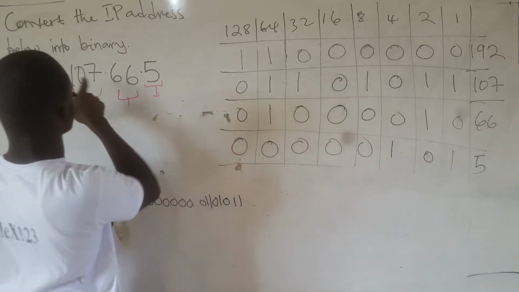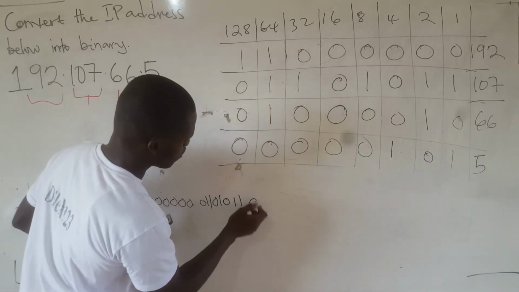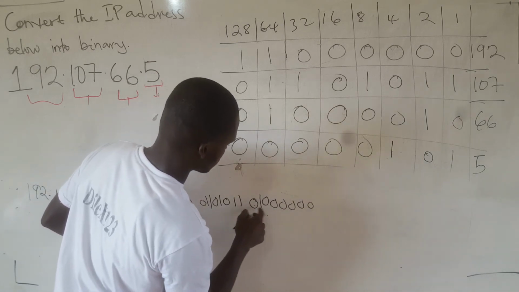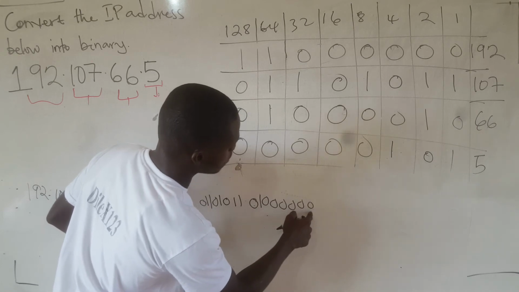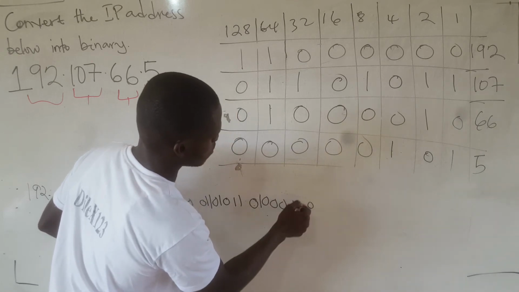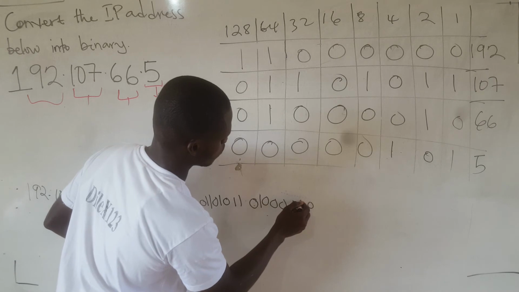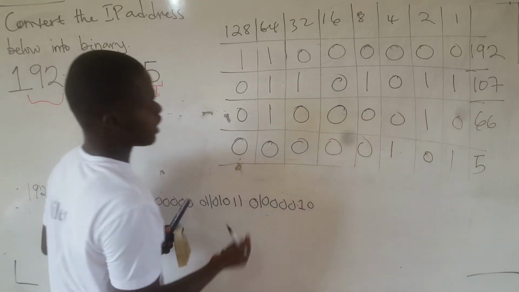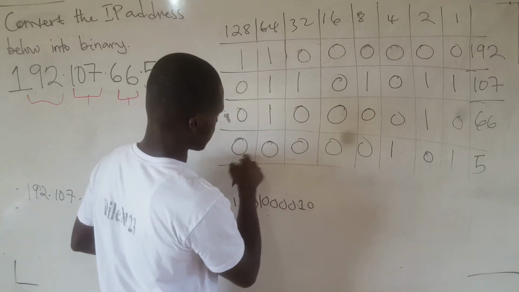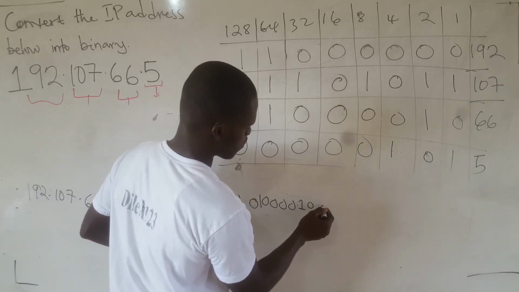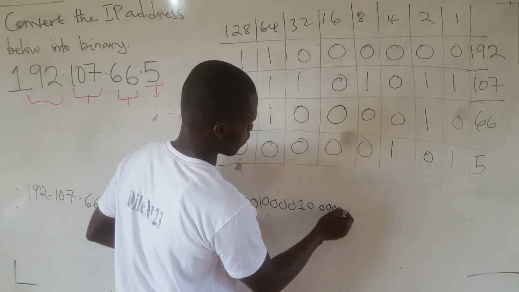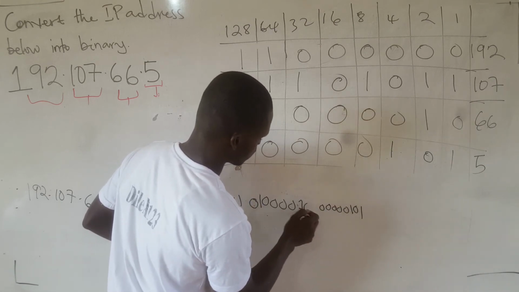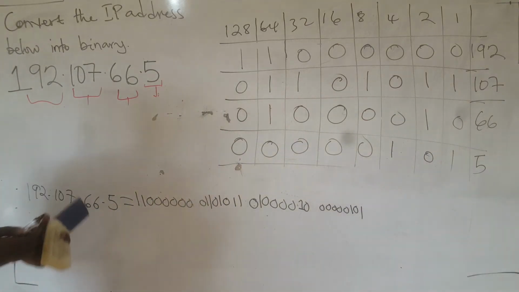We come to the 66. We represent it with 0, 1, 0, 0, 0, 0, 0, 0. So 1, 2, 3, 4, 5, 6, 7, 8. So we are done. For 5, we do the same: 1, 2, 3, 4, 5, then 1, 0, 1. So this is the answer we have.